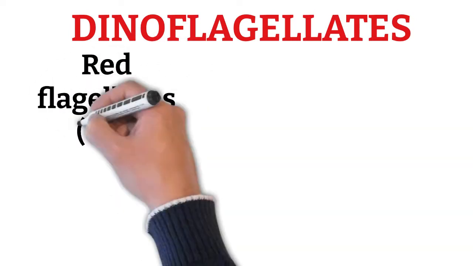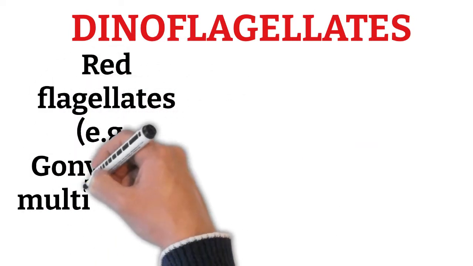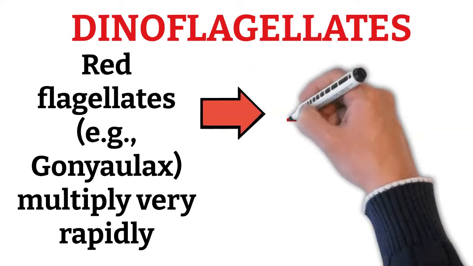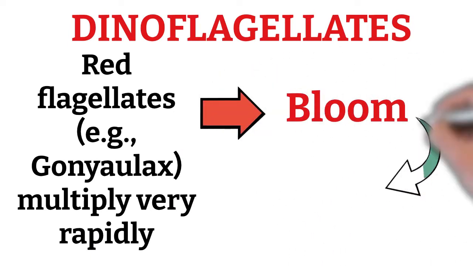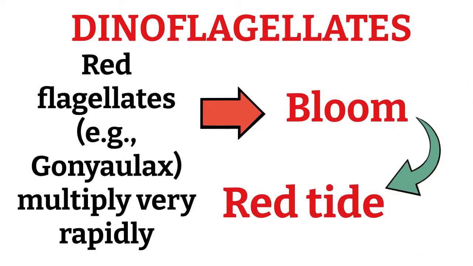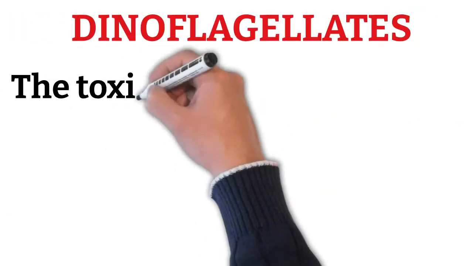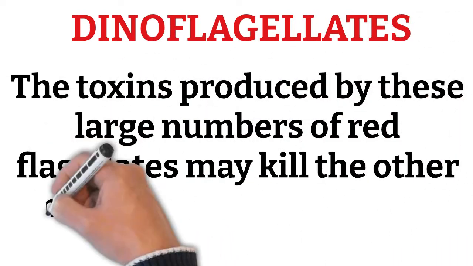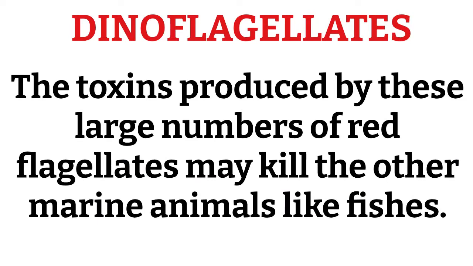Also, many times the red dinoflagellates, for example Gonyaulax, multiply very rapidly and grow in an uncontrolled manner to form a bloom, and it turns the water red, called red tides. The toxins produced by these large numbers of red dinoflagellates may kill other marine animals like fishes.